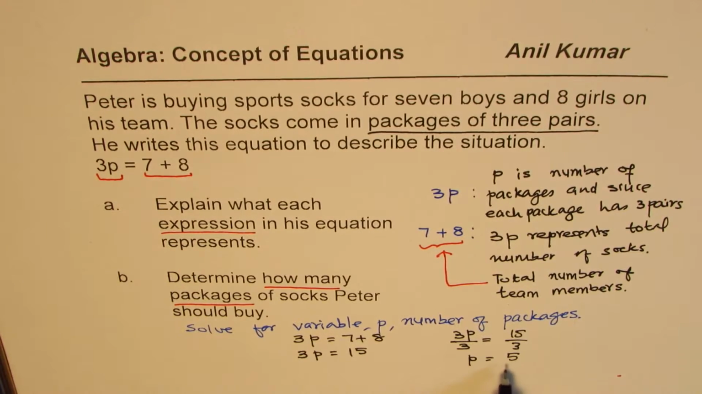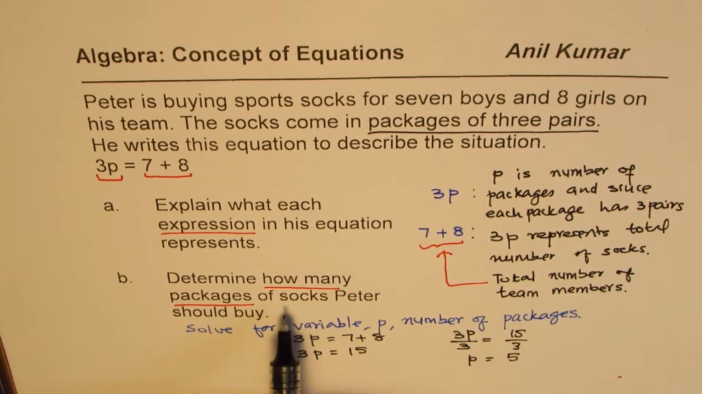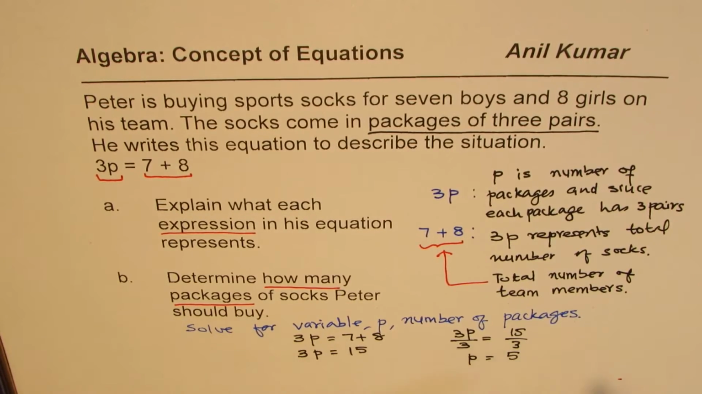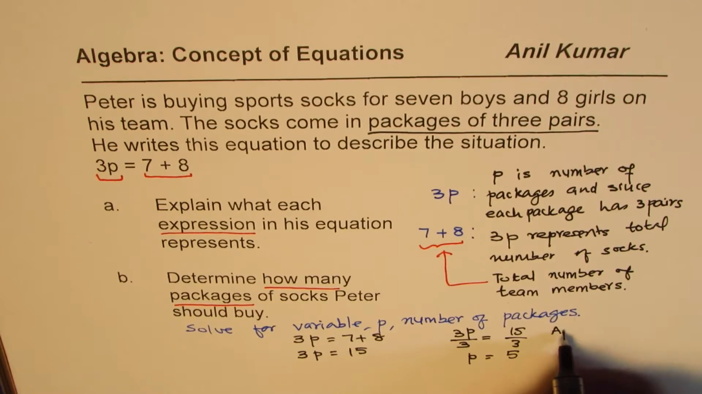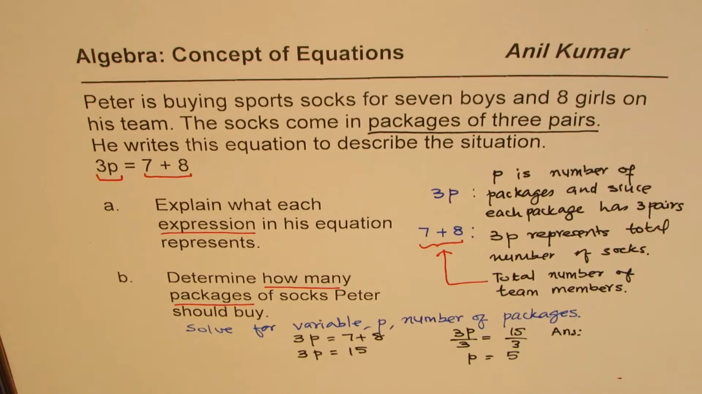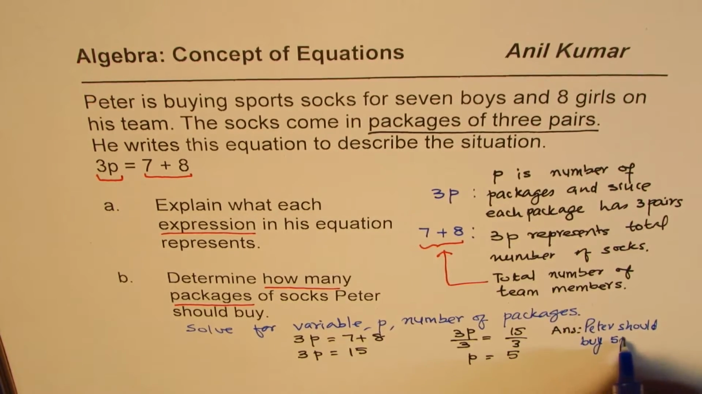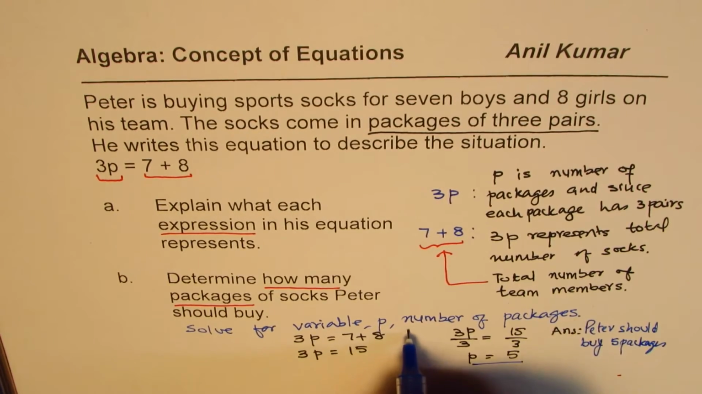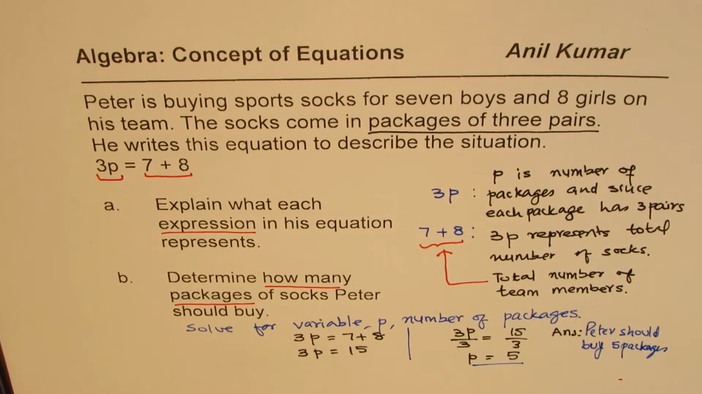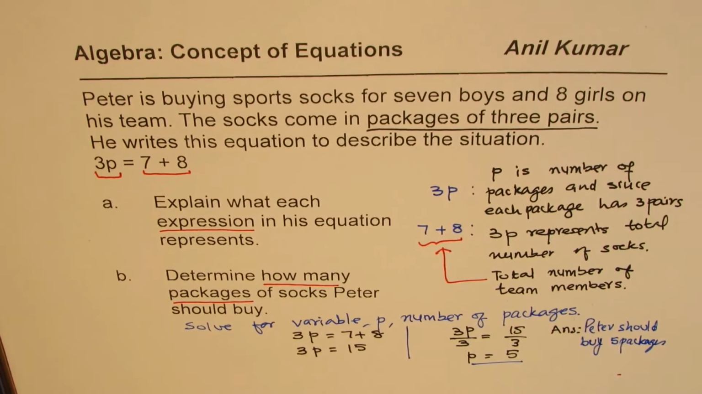So there are 5 packages which Peter should buy, right? So the answer here is: Peter should buy 5 packages. Is that okay? So that is how you can solve such an equation.